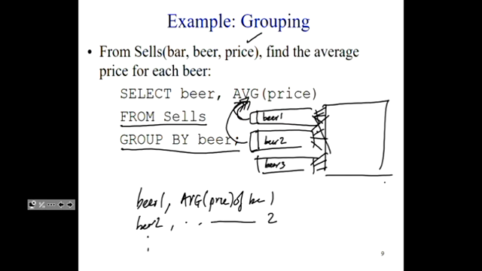Okay, so the way to visualize this is you take this overall relation cells, you identify the groups of tuples corresponding to each group by value. So these are each distinct beer, and then you apply some aggregation on that, and the aggregation here is you're identifying the average price for each of those beers.